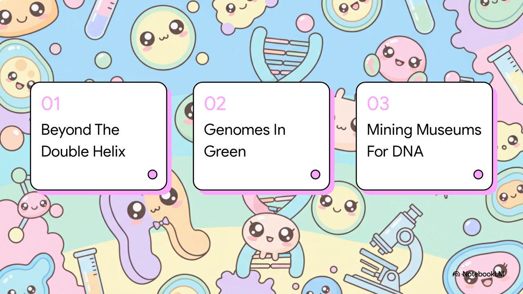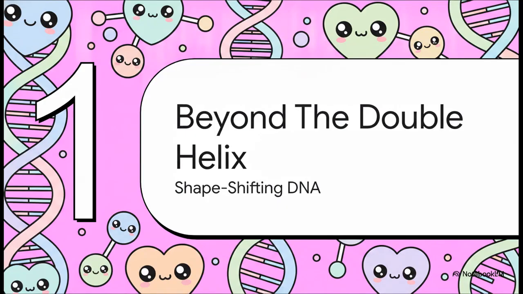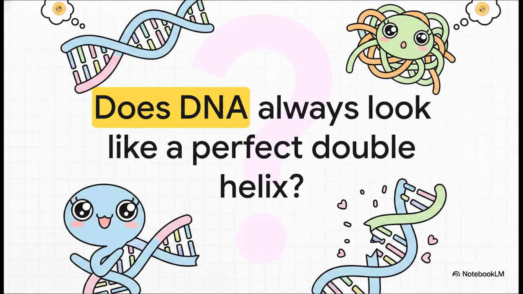First up, beyond the double helix. Then chloroplasts, genomes in green. And finally, mining museums for DNA. Starting with Section 1, Beyond the Double Helix, Shape-Shifting DNA. We're going to begin at the absolute smallest scale, the atomic structure.